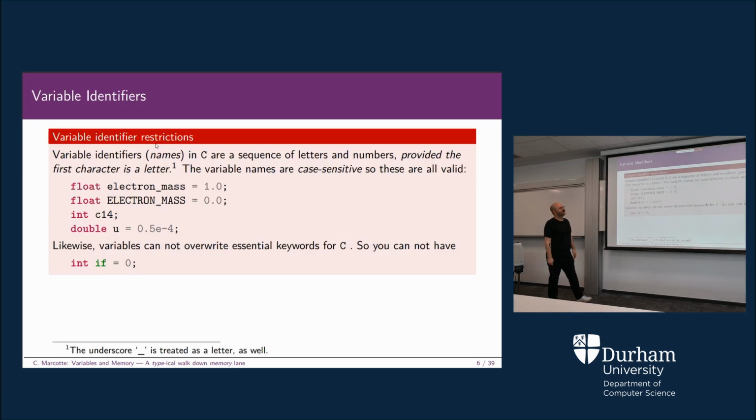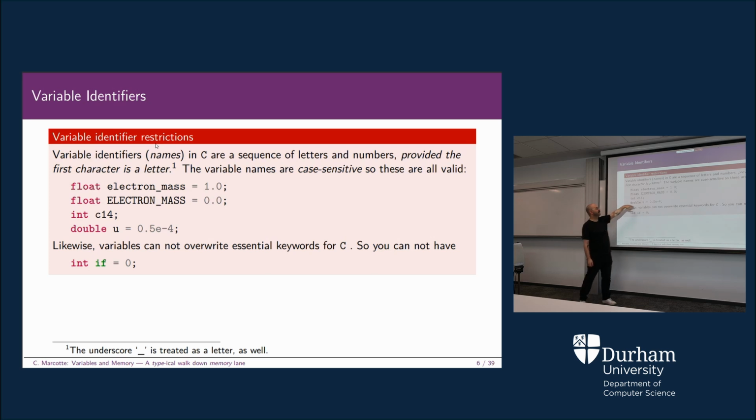Now, I told you that variables are locations in memory, but we work with variable names rather than their locations, because their locations are just integers. There's quite a few of them. Variable identifiers, the names, are much easier to work with, but there are restrictions. In C, the names are a sequence of letters and numbers, provided the first character is a letter. And for the purpose of variable naming, the underscore is treated as a letter in C. The variable names are also case sensitive, so these examples are all valid.